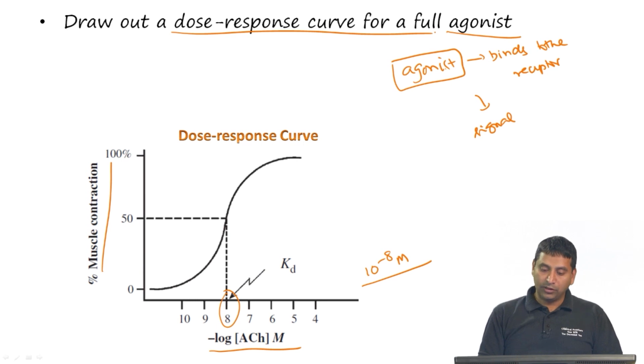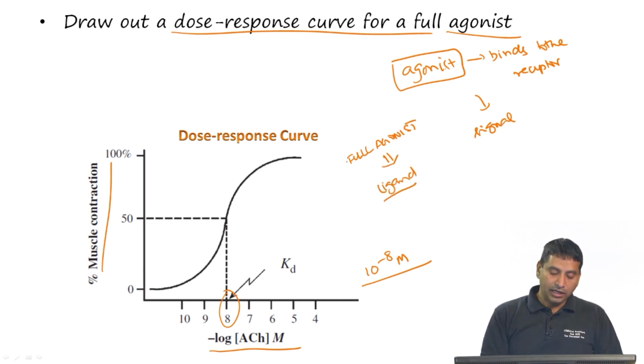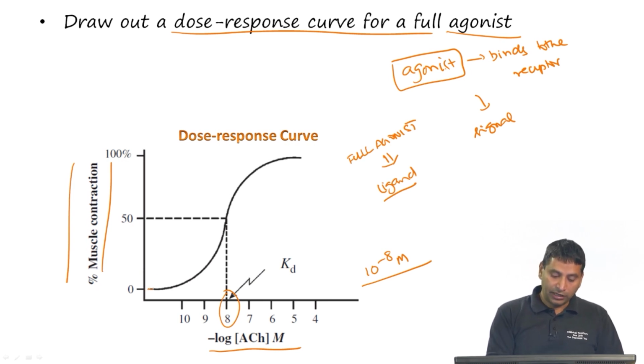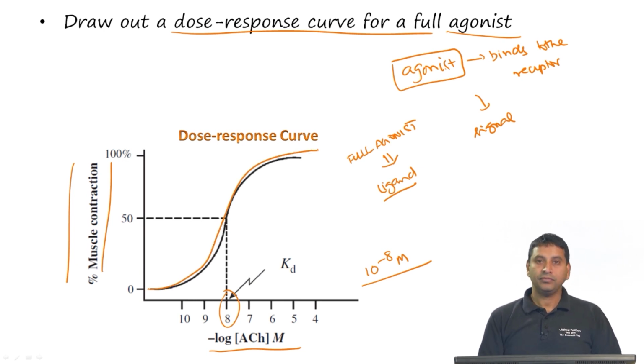Okay. So here what we mean by the word full agonist is that it binds, or it carries out the function identical to the natural ligand. So a full agonist would be essentially the same as the natural ligand. And so if the percent muscle contraction is elicited by binding of the natural ligand, then for the full agonist we would have an identical curve. So the dose response curve for a full agonist would be essentially identical to that of the natural ligand.